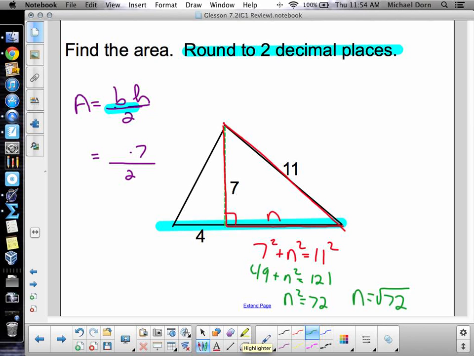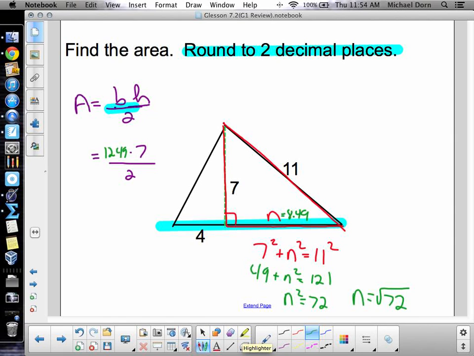Now, I'm lucky. I can round to 2 decimal places here. So we can go ahead and use our calculator to approximate, because the instruction says to. So I just take my calculator, square root of 72. Yeah, 8.49. There we are. And so my total length here, my total base is 4 plus 8.49, or 12.49.